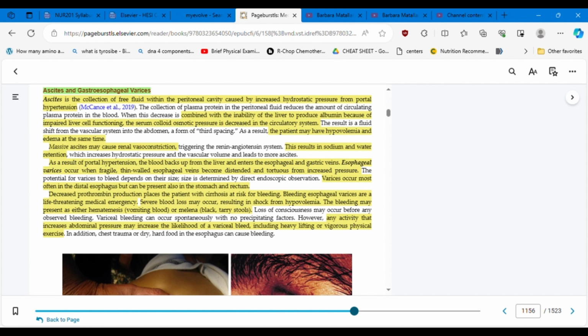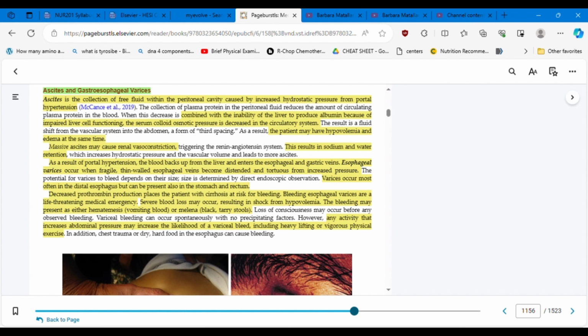That is why there is hypovolemia, and there is edema in the extracellular space, right? Because the fluid is moving outwards. And since there is not enough albumin, which is the magnet to keep the fluid in the circulatory system, that's why the fluid is transferred to the extracellular space. Massive ascites may cause renal vasoconstriction. This results in sodium and water retention. Where water goes, sodium goes. Where sodium goes, water follows.